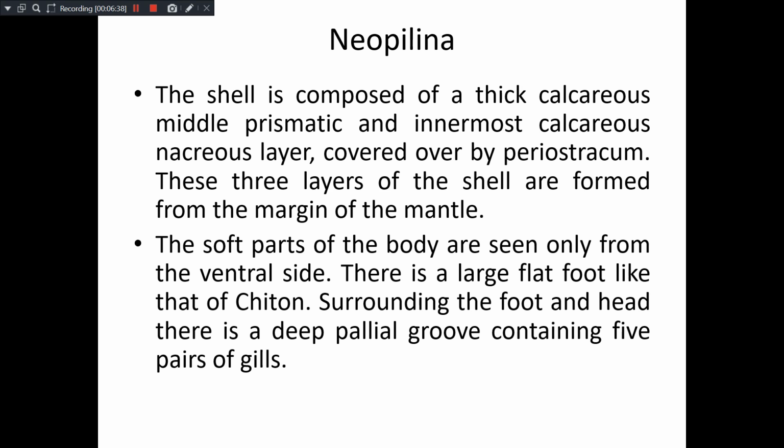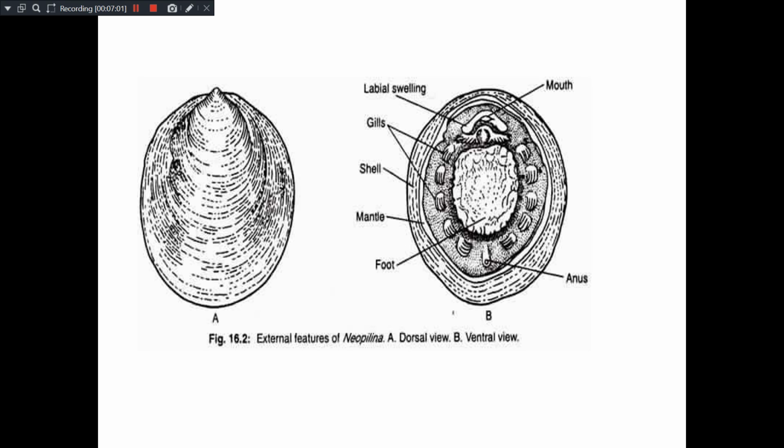The short part of the body is usually seen from the ventral side. On the ventral side, you can see a large flat foot like that of the chiton which we have studied. Surrounding the foot and head, there's a deep groove, what is known as the pallial groove, in which five pairs of gills are situated. This is how it appears.